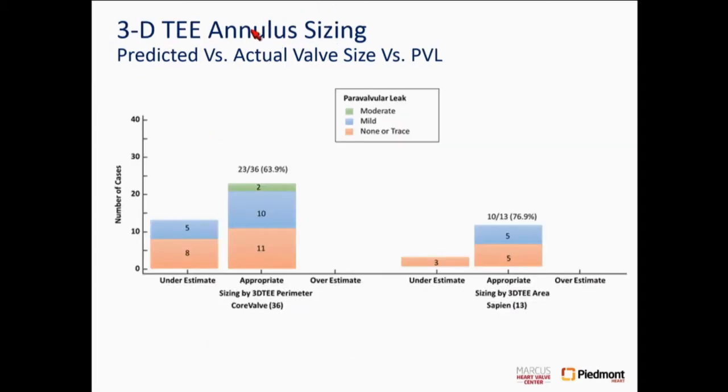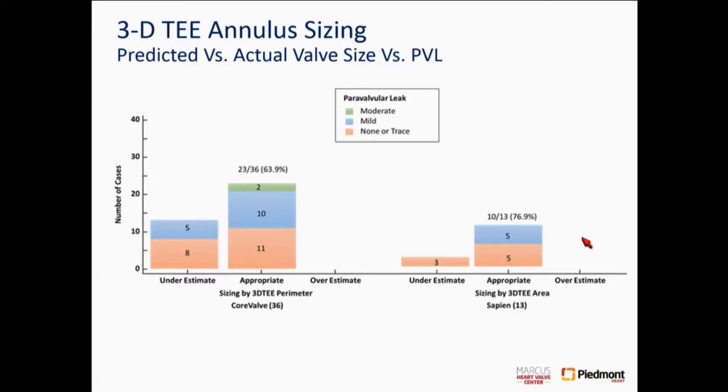What about 3D TE? Here is sizing by 3D TE using the perimeter-derived annular sizing for core valve versus the valve sizes that were actually used. If we look at the appropriateness or the match, it was only 63%. That was not very good, and it seriously underestimated the annulus in about 13 patients, even though they didn't have significant PVL post-procedure, but this was of some concern.